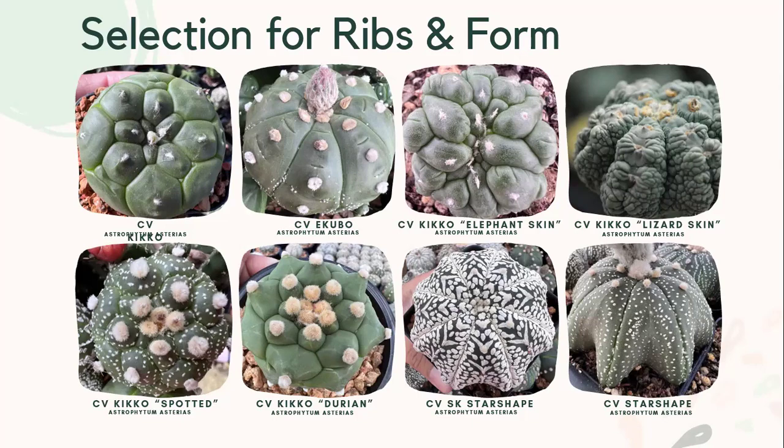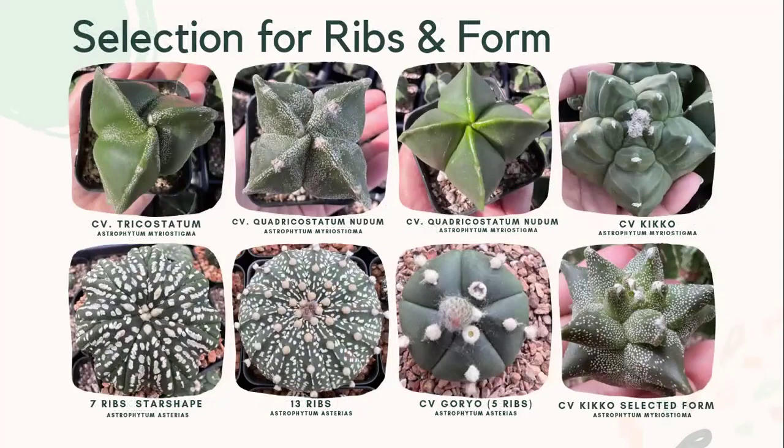And this is the star-shaped asterias, and this star-shaped asterias Super Kabuto, and this is the star-shaped asterias. And the trichostatum, quadricostatum, and the Myriostigma Kikko. And this is my favorite here, the Kikko, still Kikko Myriostigma, but a very selected form because it's very nice in form there. You can also witness asterias that grow multiple ribs. This is a 13 ribs asterias, and there is a 7 ribs asterias star shaped too. And this is the Goryo, which only has 5 ribs.